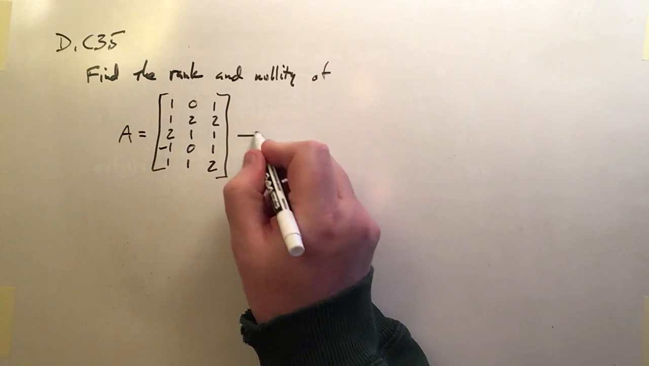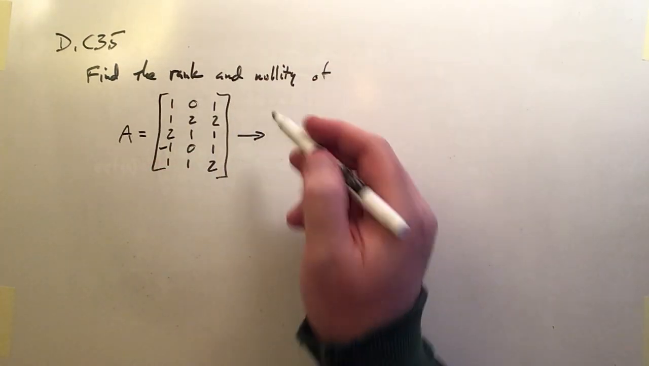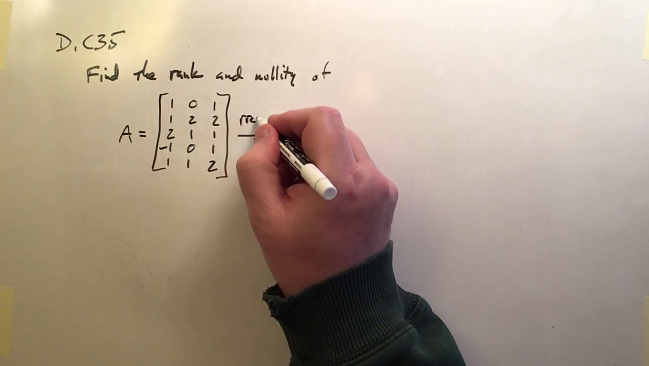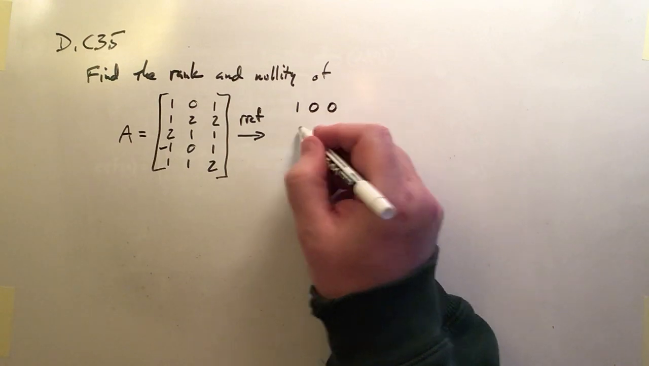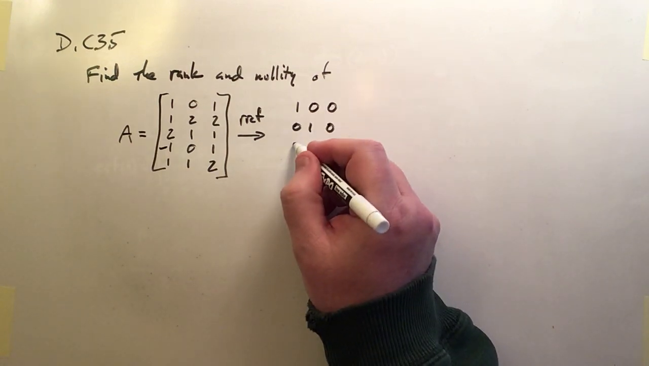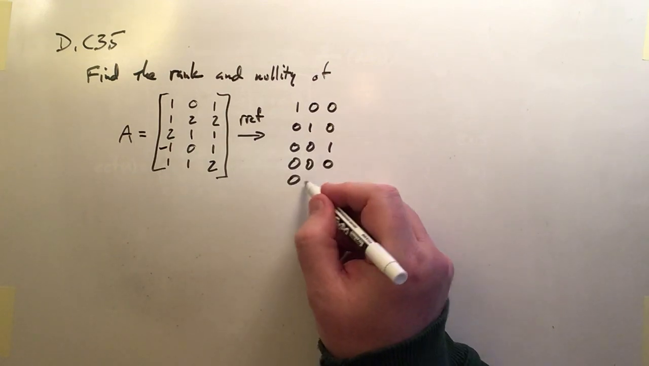So the first thing I want to do is take the reduced row echelon form of the matrix that I'm asked for these things for. So the RREF of this guy, once I put it through the process, is going to be 1, 0, 0, 0, 1, 0, 0, 0, 1, and 2 rows of zeros.